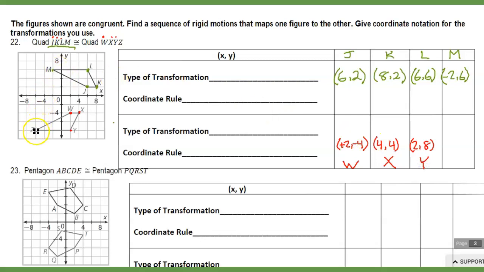And then lastly, we have -2, 4, 6, -6, -8. And this is Z. All right, so I want to find out what transformations it takes in order to transform each of these points to their image, each of these preimage points to their image point.